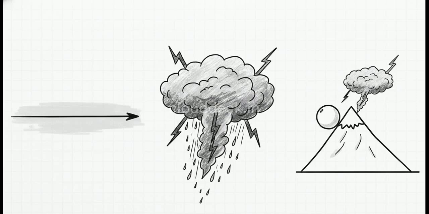Now, if the environmental rate is greater than the dry rate, bam, we get absolute instability. Air just accelerates upward independently, triggering some nasty convective turbulence and showery precipitation. Finally, conditional instability.